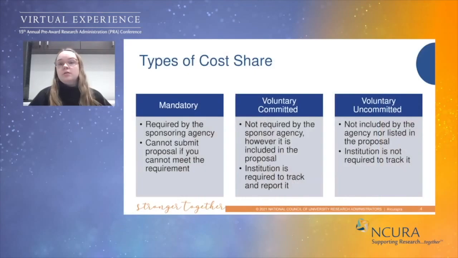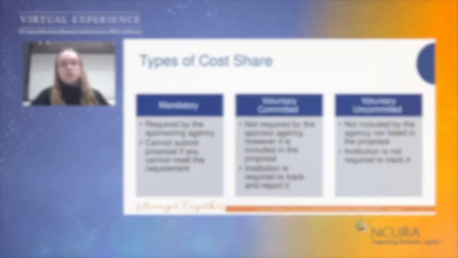On the post-award side of things, when you're looking at mandatory cost share, it's something that the institution has to track. We have to report it to the agency. And if your faculty member doesn't spend on their actual project, it also means they're not spending and meeting that cost share commitment, which can be really problematic and sometimes stressful for the departmental research administrator.